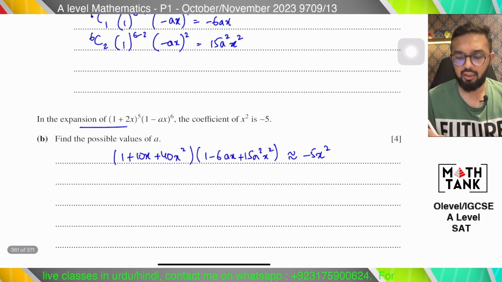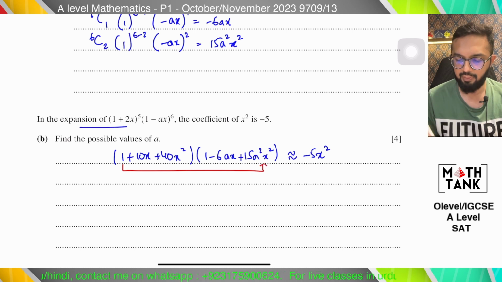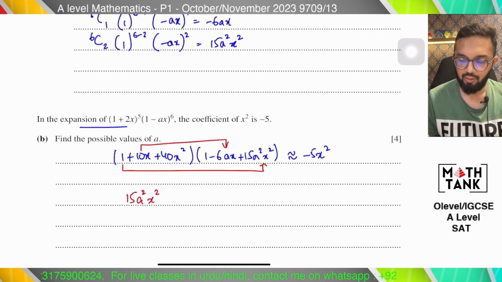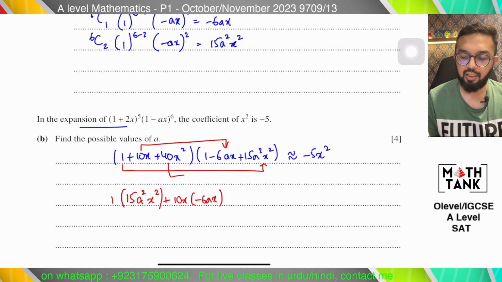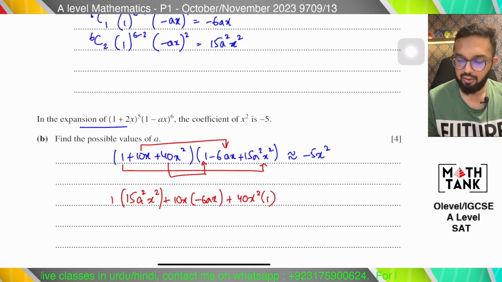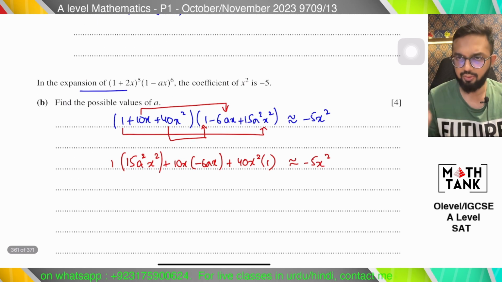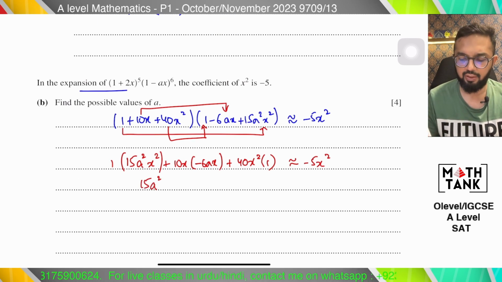How do you obtain the terms in x squared? You do the selective multiplication that we've learned. We do 1 into 15a squared x squared, plus 10x into minus 6ax, that gives me another x squared, and 40x squared into 1, should be approximately equal to minus 5x squared. I'm putting approximately equal to because I've ignored the other terms. So 15a squared x squared minus 60ax squared plus 40x squared equals minus 5x squared.